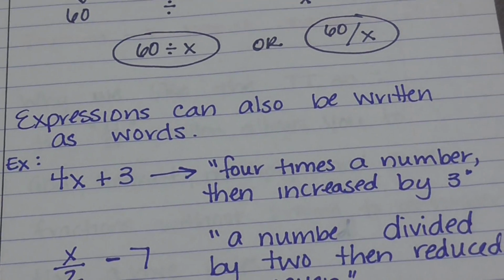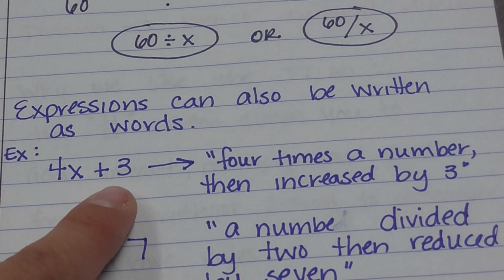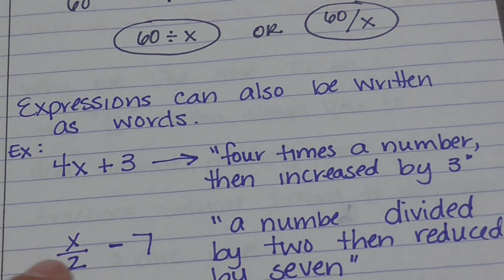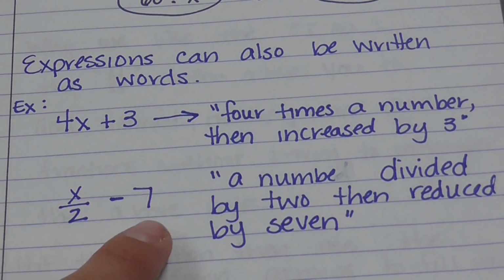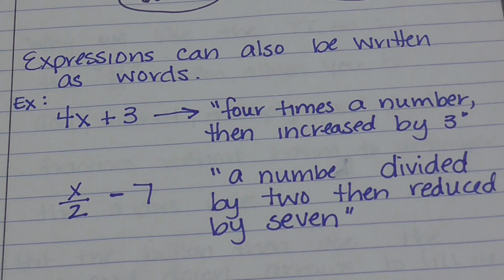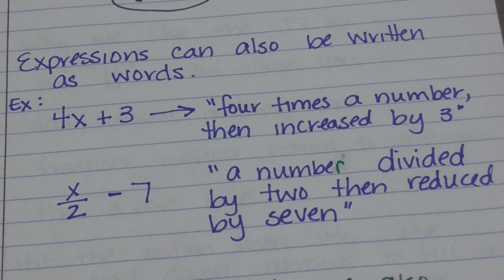Expressions can also be written into words, so it goes both ways. When you see 4x plus 3, that can be written as 4 times a number, then increased by 3. Or x divided by 2 minus 7. Well, I just said it in words, x divided by 2 minus 7. Or a number divided by 2 and then reduced by 7.